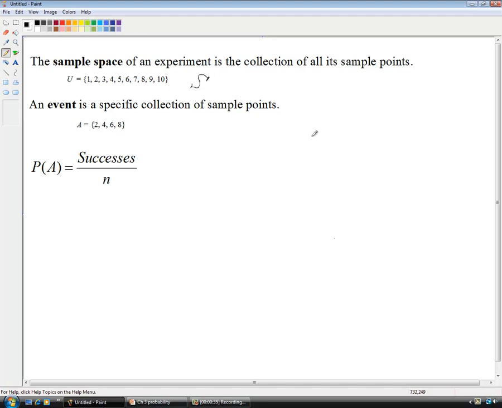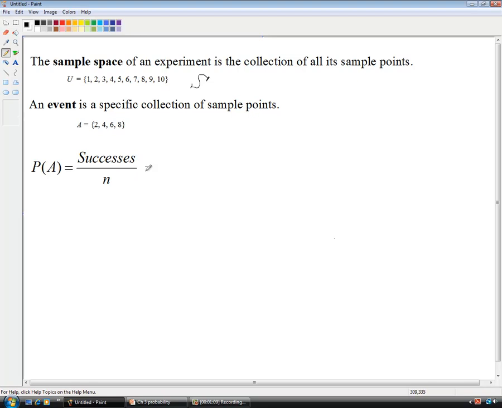Now that's typically done because, again, the events are letters, say A, B, C, different events that you pull different possibilities from the sample space. So this event A that I've labeled here, the possible ways to achieve it are the values 2, 4, 6, and 8. So a probability, and this is the basic formula for all probability, we take the number of successes and divide it by n, which is the total amount in the sample space.